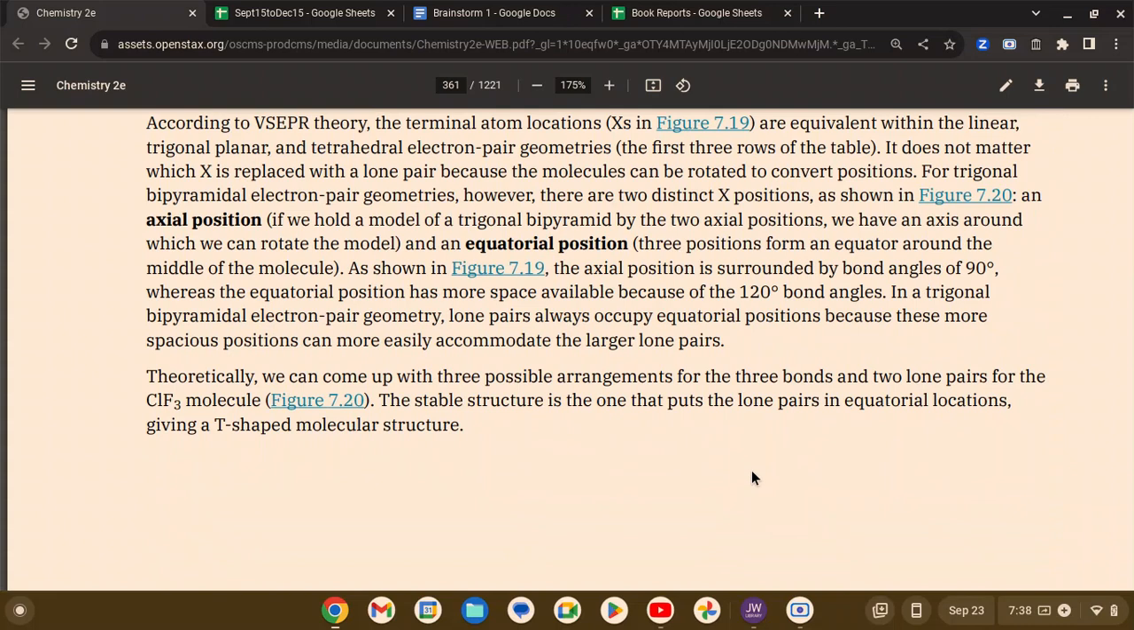In a trigonal bipyramidal electron pair geometry, lone pairs always occupy equatorial positions because these more spacious positions can more easily accommodate the larger lone pairs. Theoretically, we can come up with three possible arrangements for the three bonds and two lone pairs for the chlorine trifluoride molecule. The stable structure is the one that puts the lone pairs in the equatorial locations, giving a T-shaped molecular structure.